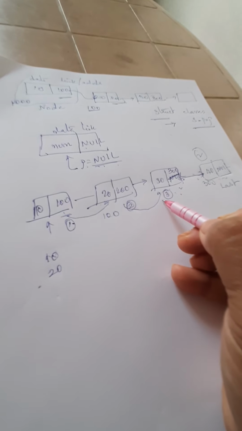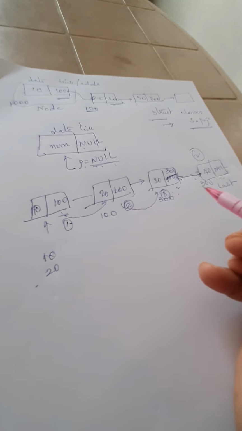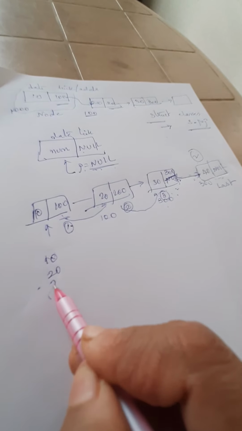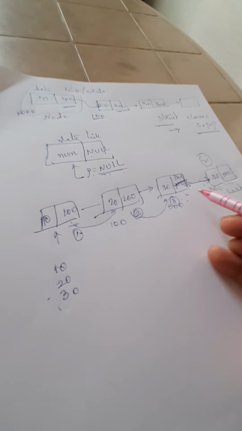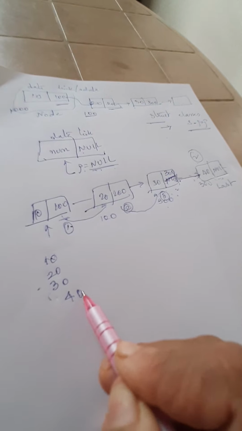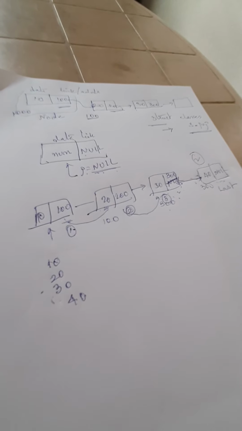It will move to next. The address of next is 300, so it will print 30. Then it will move to the next element, that is 40. Now this will get executed until temp is equal to null.